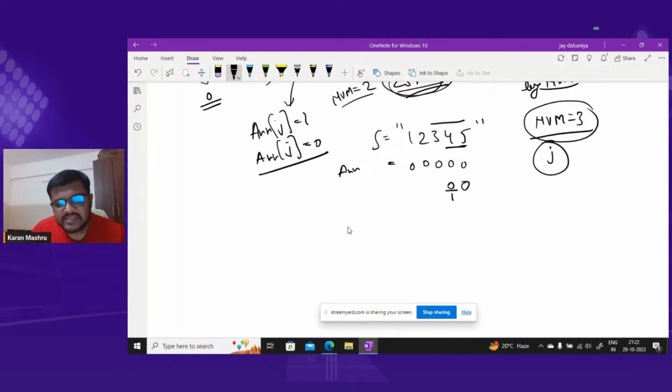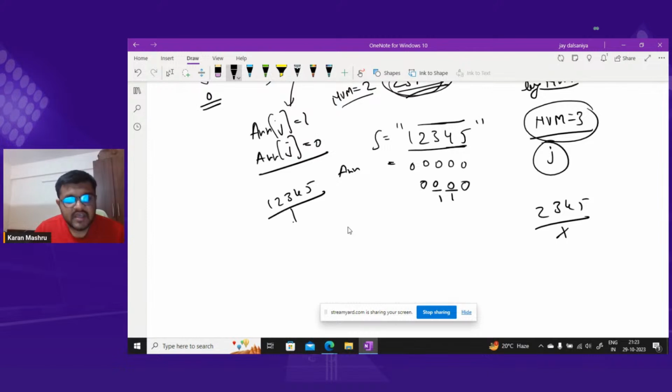If I consider this suffix 345, that is also divisible by 3 because the sum of the digits is divisible by 3. So in this case also, here I can place 0 or 1. If I consider this 2, 3, 4, 5, this is not divisible by num, that is 3. So here it will remain 0 only. If I consider the complete number 1, 2, 3, 4, 5, this is also a suffix. This is divisible by 3. So here also I have two choices, either to place 0 or 1.